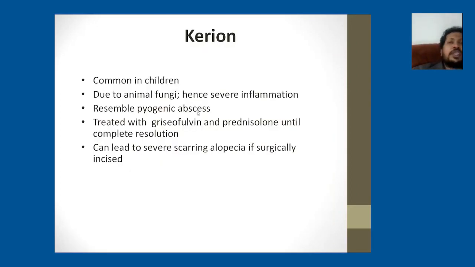Now this has to be treated urgently because the severe inflammatory response will damage the hair follicles, leading to a permanent scarring alopecia. So it's very important that in addition to a systemic antifungal such as griseofulvin, we also often add prednisolone to prevent further damage to the hair. And if you are suspecting a secondary infection, we would also add an oral antibiotic.